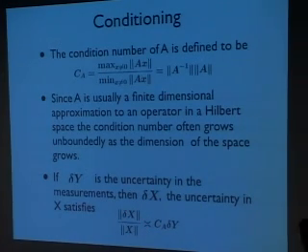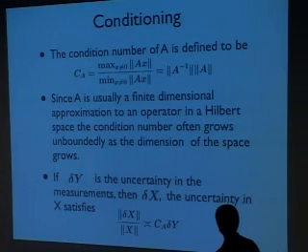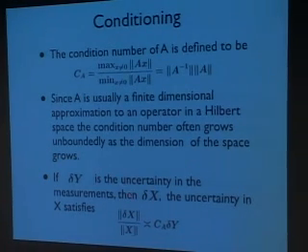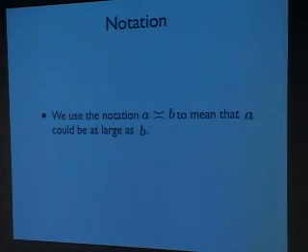But in the case that delta y is not 0 because of noise, then your expectation is that this is roughly the right size. This is the right order of magnitude. So that's what I say. I just use that notation A sort of like B to mean that A could be as large as B. That's not really standard notation, but I needed some notation.